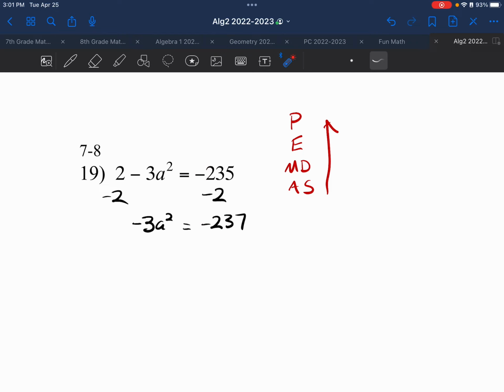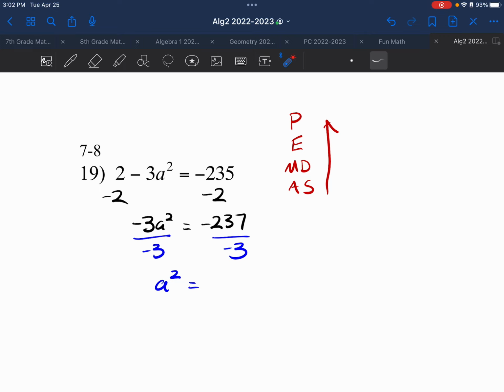From here, I do need to get rid of this minus 3, which is being multiplied by the a, which means I need to undo multiplication, and using a different color, like blue, I can divide by that negative 3, divide by the negative 3, and a squared is equal to, well, a negative divided by a negative is a positive, so I don't have to write a sign up front. But how do I do 237 divided by 3?